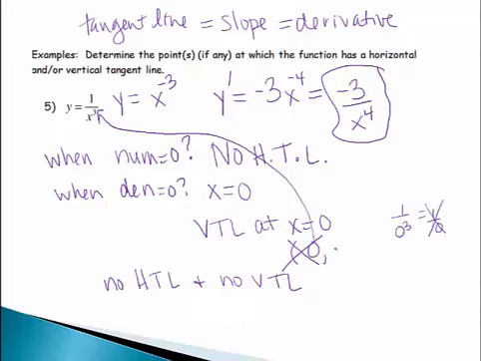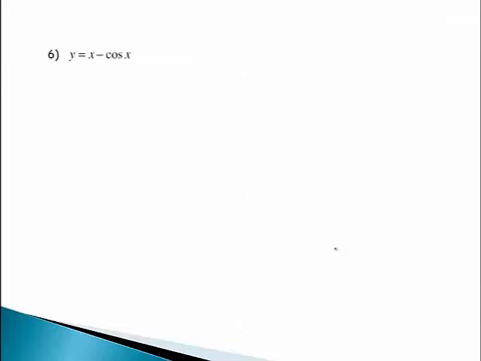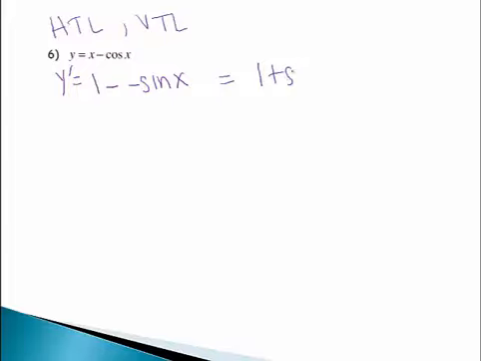Let's do the same thing here. I'm asking for all horizontal tangent lines and vertical tangent lines. So first off, I need to figure out the derivative. Derivative of x, 1, minus. The derivative of cosine is negative sine. So now notice here that my real derivative is 1 plus sine x.